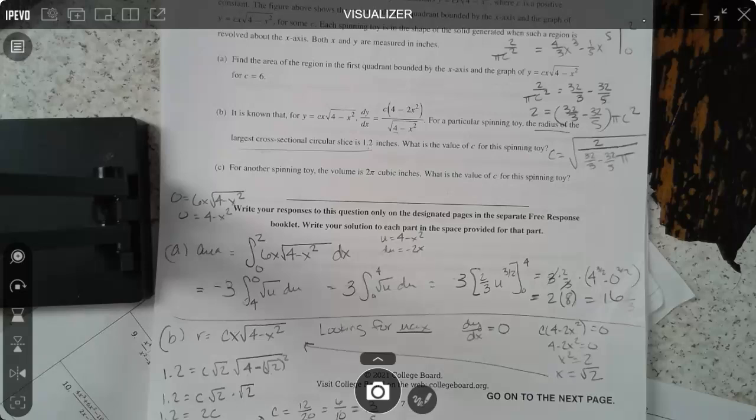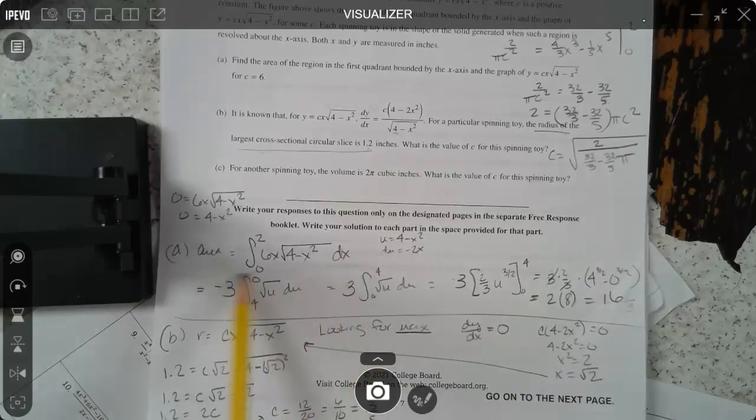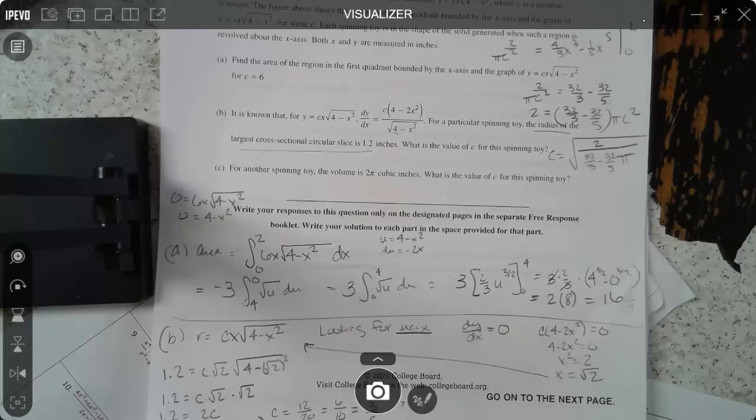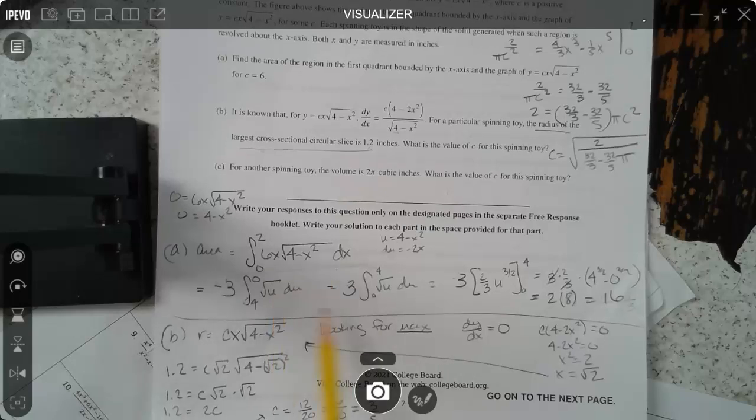So here's your point breakdown on here. You got 1 point for the integrand. Running it from 0 to 2 with your dx, you get a point for that. The antiderivative, for correctly finding the antiderivative, you got a point, and then you got a point for the answer.